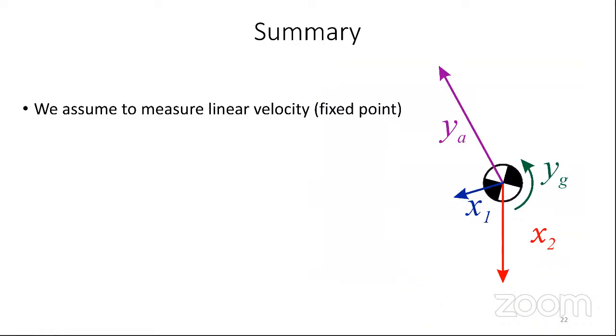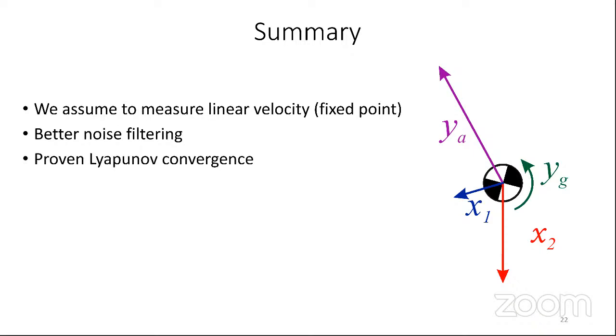So in summary, we just assume that there is a fixed point that allows to give us the linear velocity. Better noise filtering is obtained through this estimator. We have proven Lyapunov convergence, and to my knowledge, this is the only estimator that has proven Lyapunov convergence in humanoid robots. There are other estimators which have local convergence. This is a global convergence, so it's a really strong guarantee, and the error is autonomous.